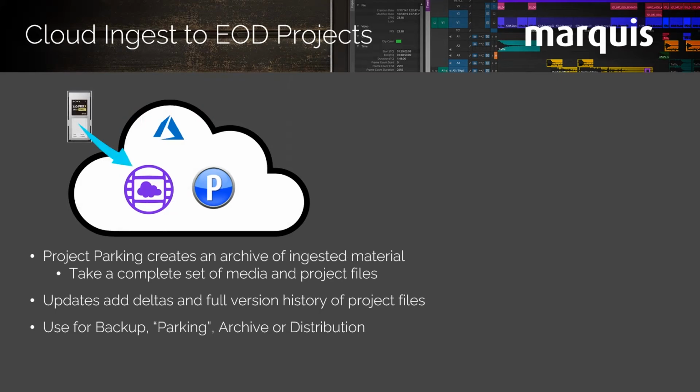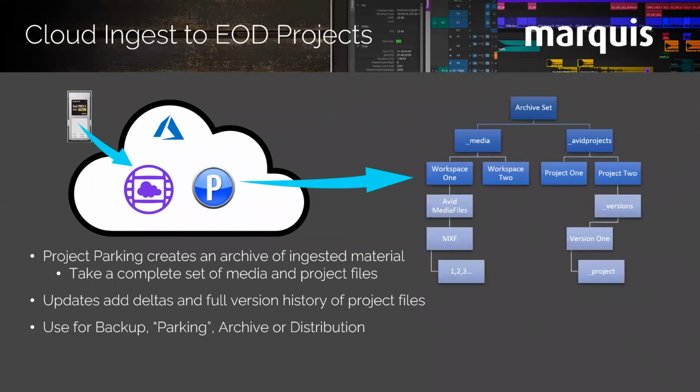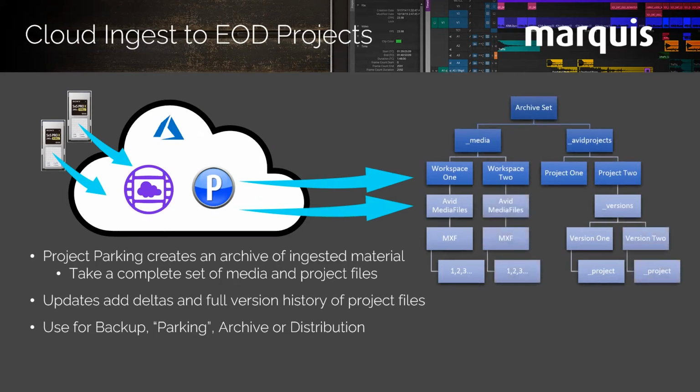Project parking can be configured to automatically create regular archives of that content in that project. And that will send it off to your chosen location and create an archive, which will have all of the media and the project information from the EOD instance. Any changes that happen on the main system will then get reflected and sent across. So we'll send through deltas for the media and a new project. And this is where we'll build up the version history of project files.